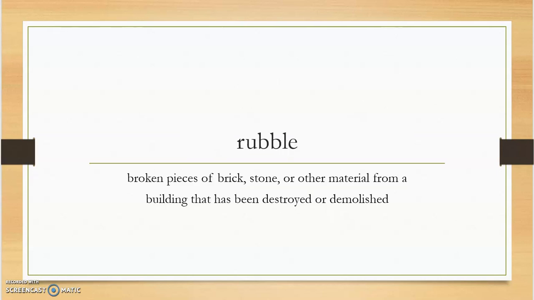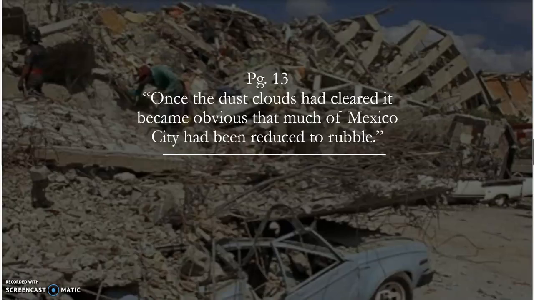The last one we're going to talk about today is rubble. And rubble refers to broken pieces of brick or stone or other material from a building that has been destroyed or demolished. So from page 13 in the text, once the dust clouds had cleared, it became obvious that much of Mexico City had been reduced to rubble. Take a look at the photograph in the background.